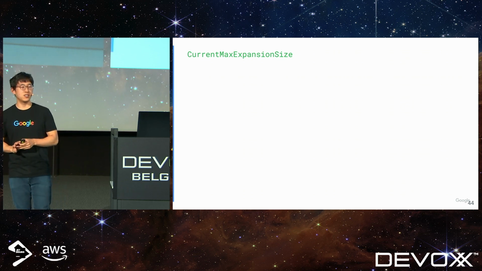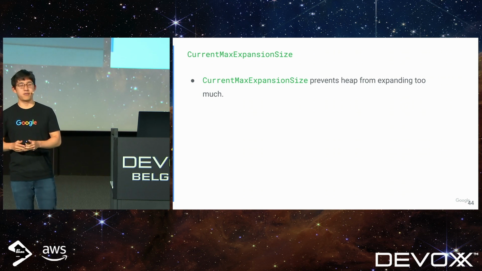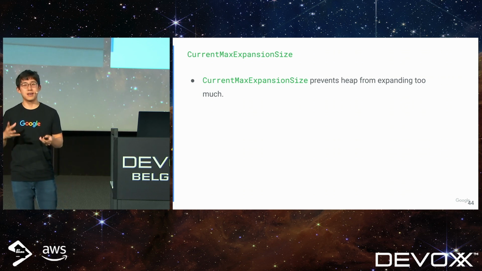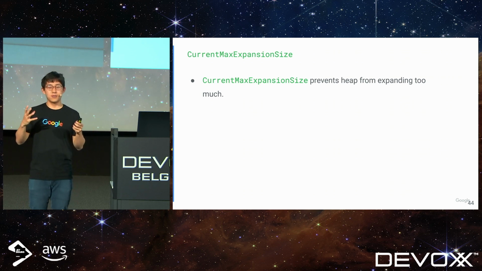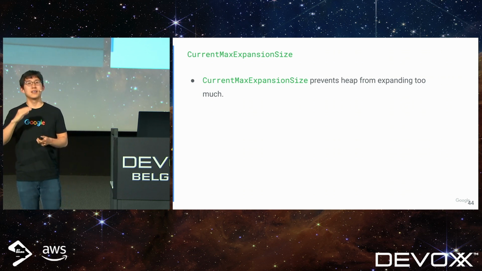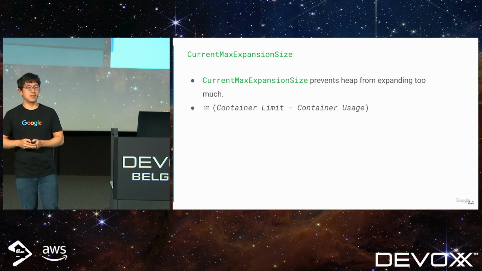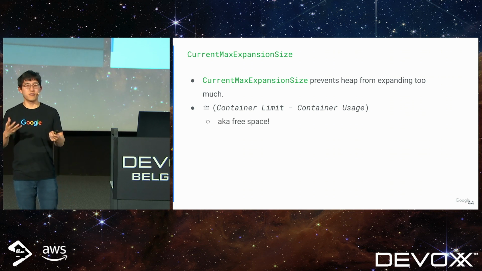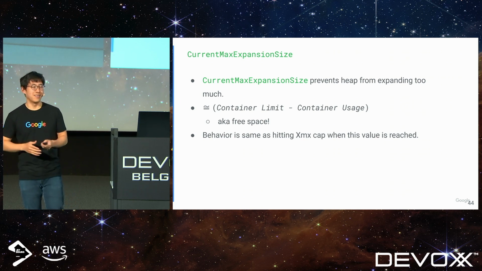Now, what is current max expansion size? Like, what is the point of this flag? Well, this one is preventing the heap from expanding too much. So again, I mentioned earlier that a container OOM kill happens when various RAM consumers inside the container expand to the point where we have no more space left. And so this current max expansion size flag is responsible for making sure the JVM heap is not the reason why this occurs. And the value of this is roughly the container limit minus the container usage, aka the free space in the container. Obviously, you don't want to expand more than that, right?